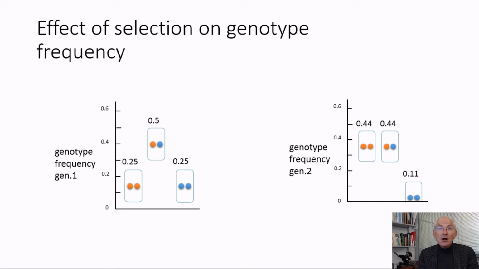And when we do, we find that the frequency of the homozygous wild-type genotype has gone up from 1/4 to 0.44. The frequency of the heterozygote has gone down a little from 0.5 to 0.44. And the frequency of the homozygote carrying the recessive lethal allele has dropped very dramatically from 0.25 to 0.11.